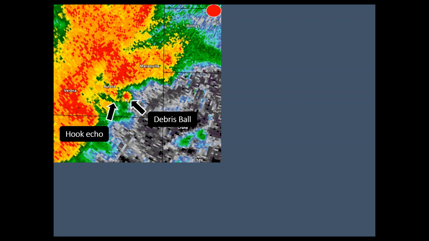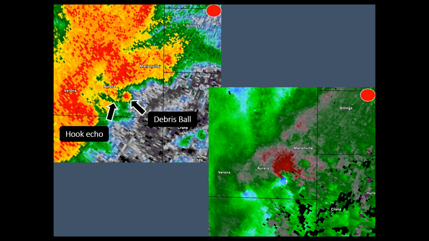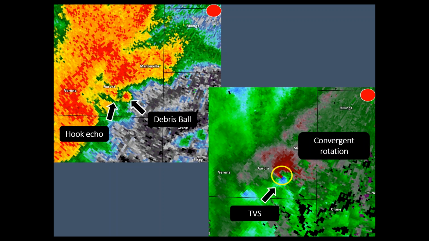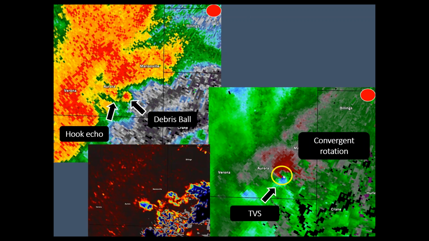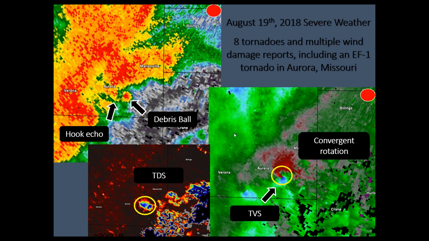If we were to put on the velocity, really strong circulation just southeast of Aurora matches right up with the debris ball. You're almost dead confident that is a tornado ongoing right now. You've got convergent rotation and a tornado vortex signature here. To get that confirmation, maybe we've not had any reports yet, we can turn on the correlation coefficient, the CC, and look, you can see exactly the same region. You've got your very low values there, blue, green, tornado debris signature. Therefore, the tornado is on the ground there, and it is doing damage. This event, we had 8 tornadoes, multiple wind reports, and this was an EF1 tornado that went through Aurora.